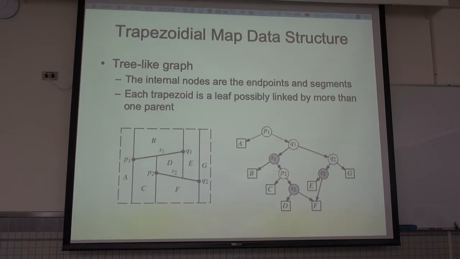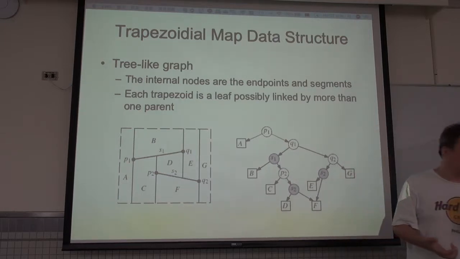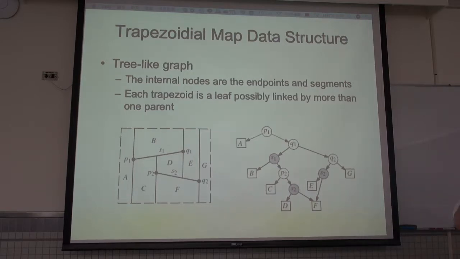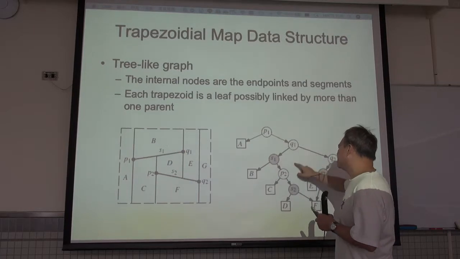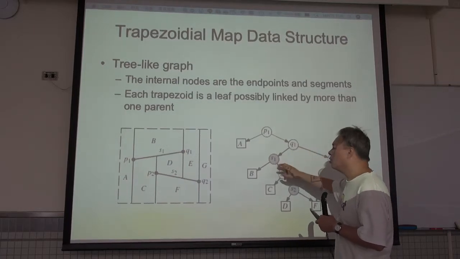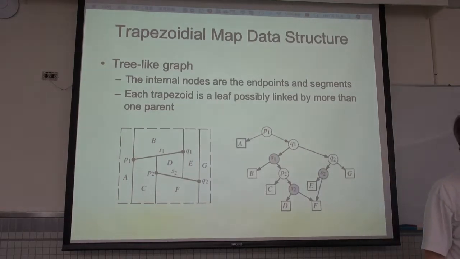And the internal nodes. Again, internal node is a terminology used for tree nodes. You can say it is a node that has an outgoing edge. So these nodes are either a point or a segment.